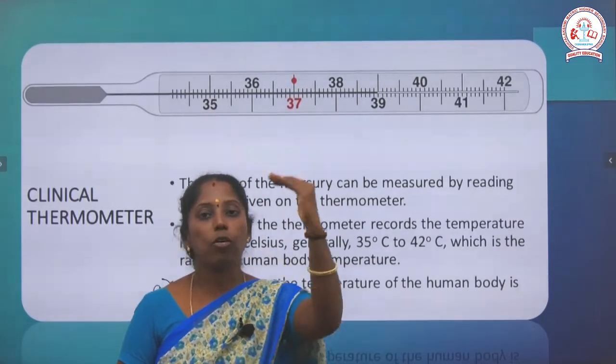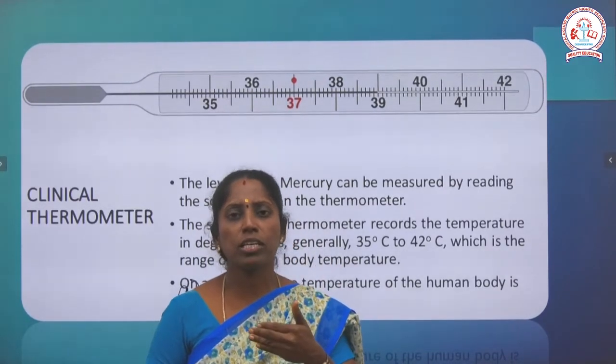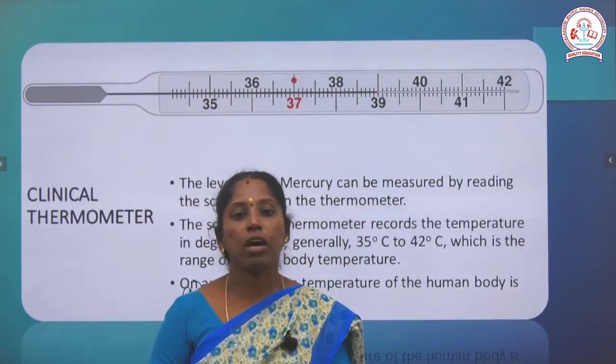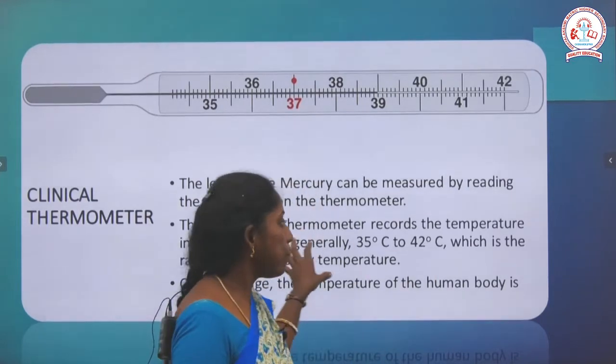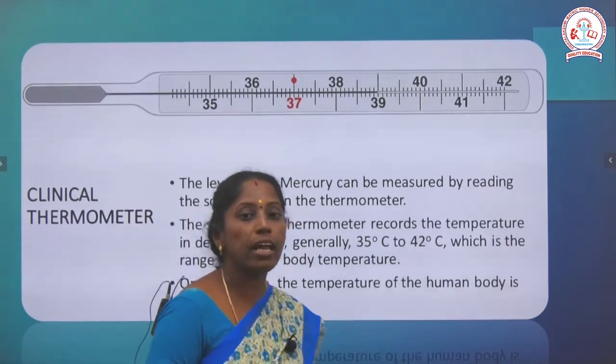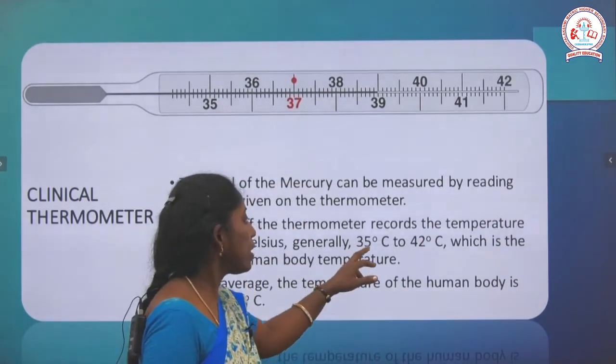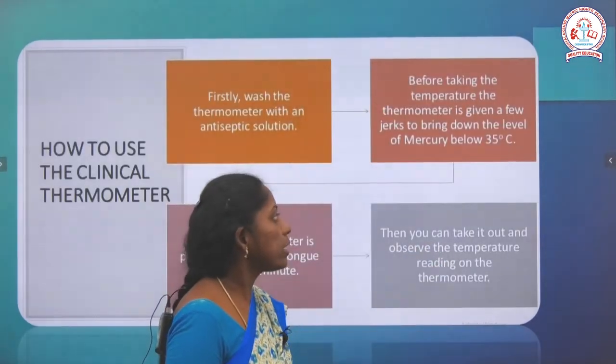If it is above 37, that person has a fever. If it is below 37, that person is also abnormal. We can identify this through the temperature of the human body. By using this clinical thermometer you can identify it. What is the range of the clinical thermometer? 35 degrees Celsius to 42 degrees Celsius.